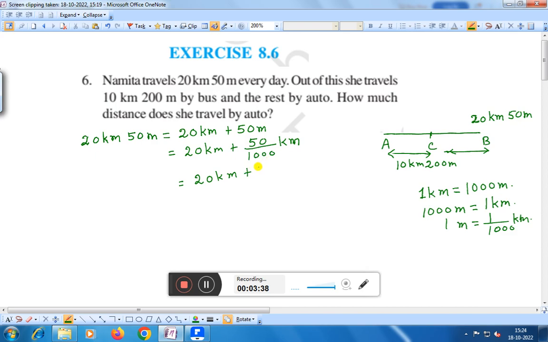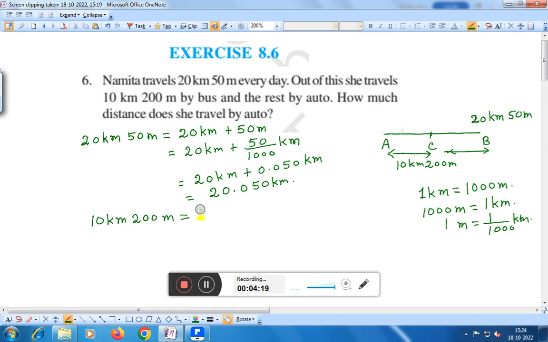Now it is 20 kilometer plus 50 divided by 1000, that means 0.050 kilometer. If we add this one, we are getting 20.050 kilometer. That means you have to change it into kilometer first, right? And another distance is 10 kilometer 200 meter.